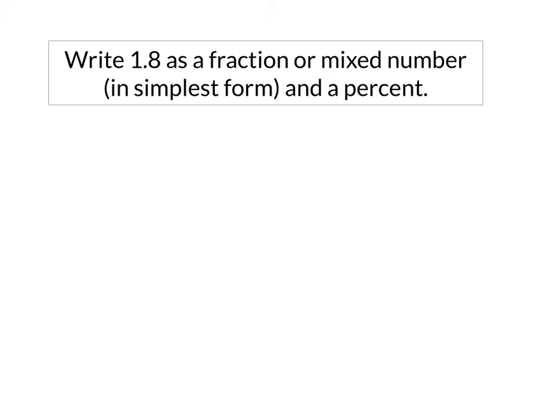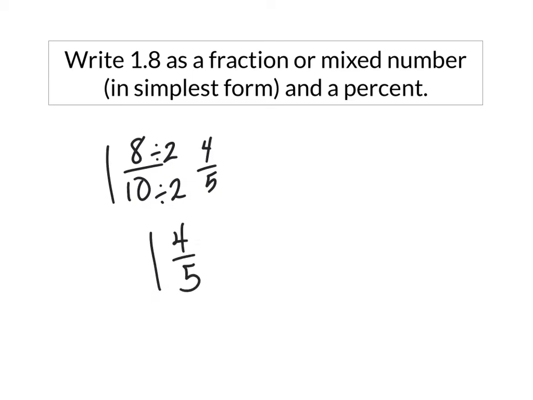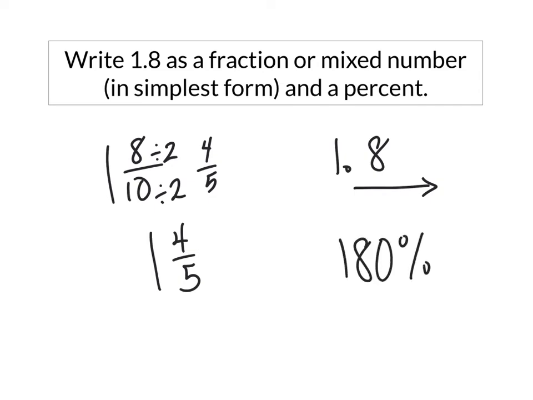Write 1 and 8/10 as a fraction or mixed number in simplest form and a percent. Okay? So the decimal 1.8 can be written as the mixed number 1 and 8/10, but 8/10 can be simplified. The 8 and 10 have a common factor of 2. So if I divide, I end up with 4/5. So my simplified fraction is 1 and 4/5. And then my percent, remember when we go from a decimal to a percent, I'm moving my decimal point 2 to the right, and so my percent would be 180%.